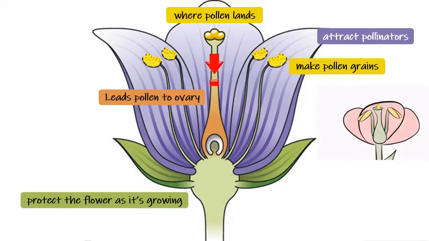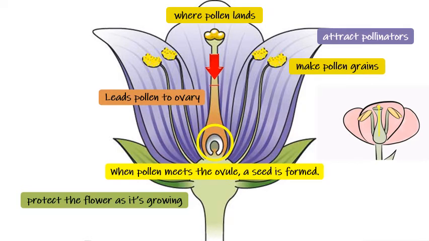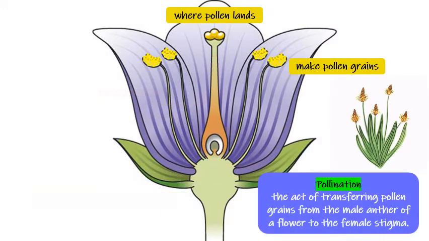As you can see in this figure, we have the pollen moving down to the ovary. This is the ovary that holds the ovules, the eggs. When a pollen meets an ovule, we will have a baby plant called a seed.